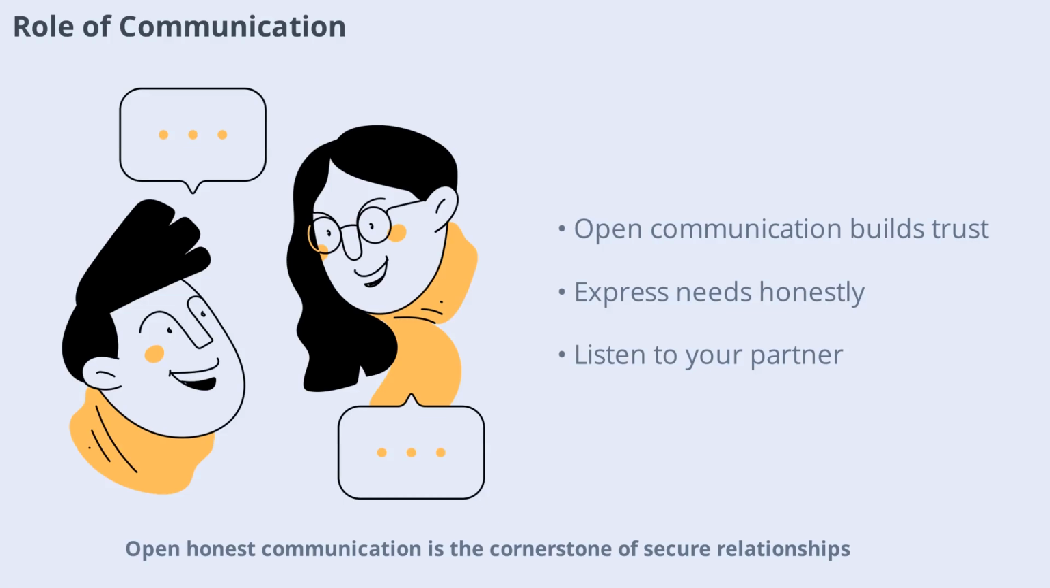Open, honest communication is the cornerstone of secure relationships. By expressing needs and listening to your partner, you create a foundation of trust and understanding. This skill is especially important for those working to change their attachment style.